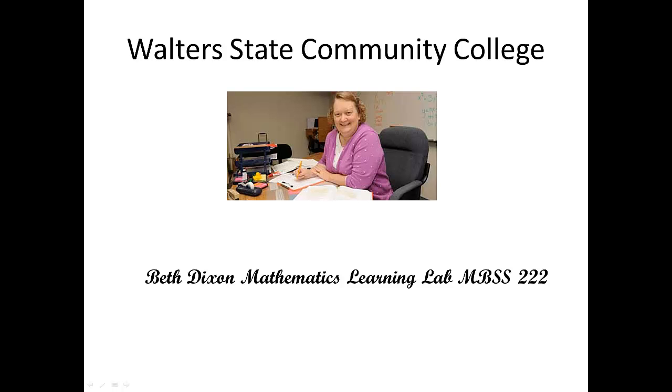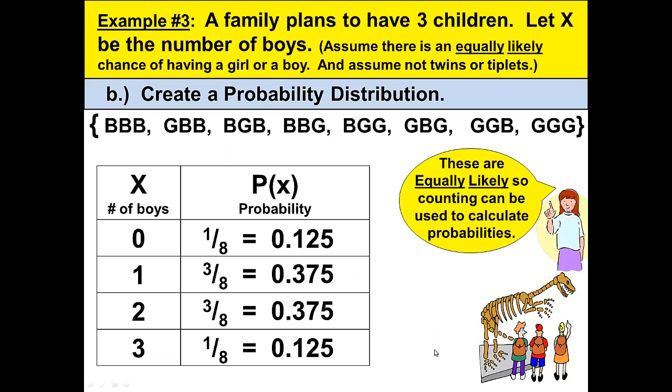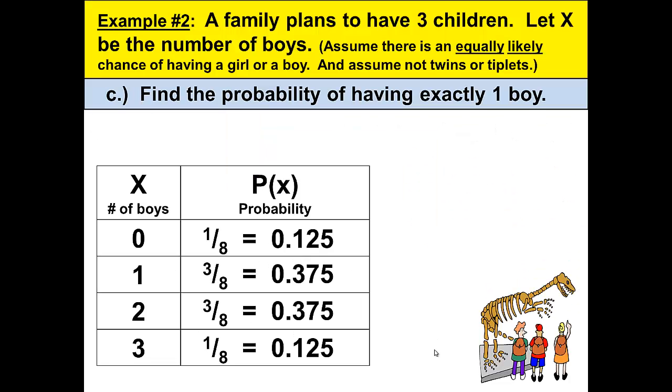And we're in the middle of an example on a family having 3 children and finding some discrete random variables. And I'm going to go backwards just for the convenience so that you remember where we're at. We have a probability distribution created, and we are going to pick up from there and answer a question about that probability. And that question is to find the probability of having exactly one boy.